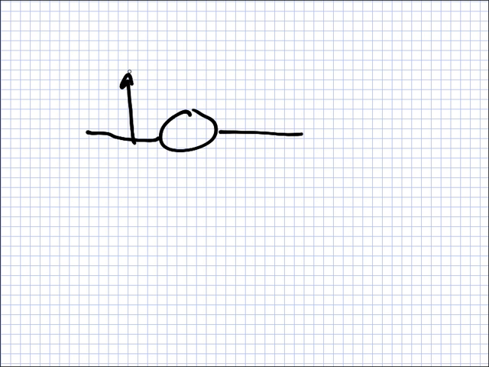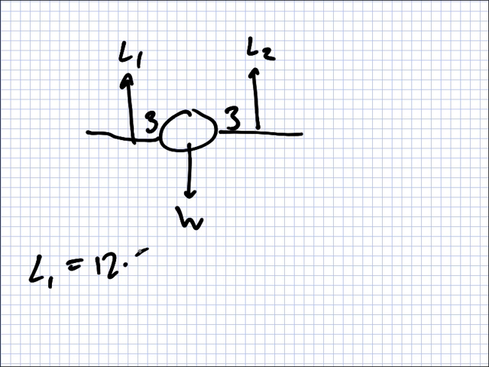Okay, so that's L1, and that is L2, and that is W. And they're both 3 meters from the center of gravity. So there's a tree here and a tree here. And L1 is 12.5 kilonewtons. And L2 must also be 12.5.